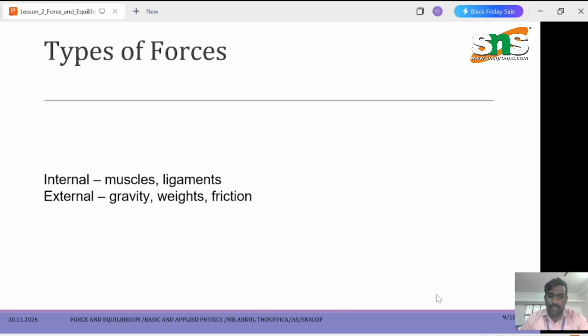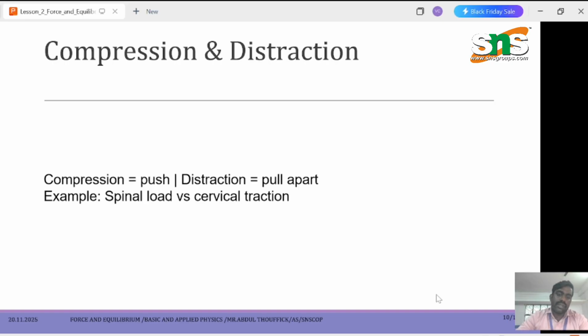So, what are compression and distraction? Compression is a pushing force. Distraction is a pulling apart force. Clinical examples include spinal loading during standing versus clinical traction during therapy.